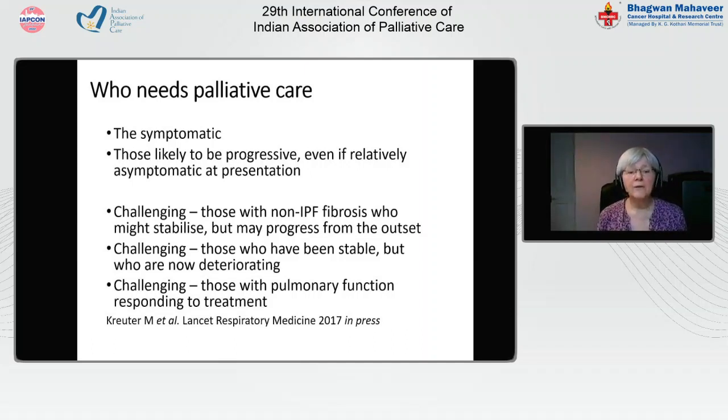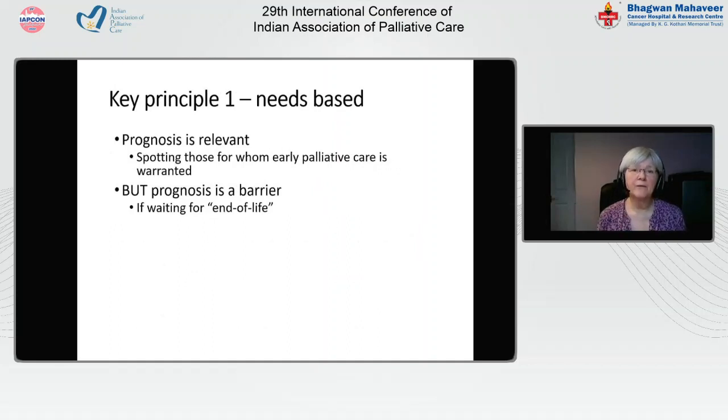And then there are those with pulmonary function responding to treatment. They may be responding for now, but how do we identify those who then start running into problems? The key principle, therefore, is that we need a needs-based approach to people with interstitial lung disease. Prognosis is relevant, and it's not to throw the baby out with the bathwater, as we might say. Spotting those for whom early palliative care is warranted is very useful, and giving patients and their families a ballpark of what they're facing helps them frame the important things that they want to do for their remaining days.